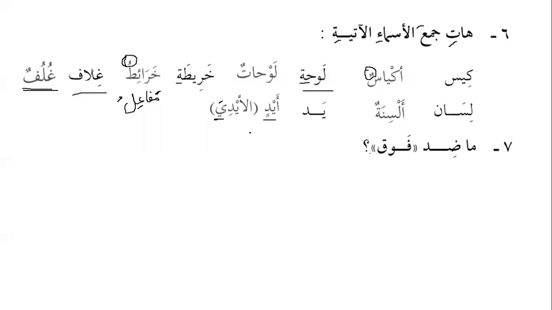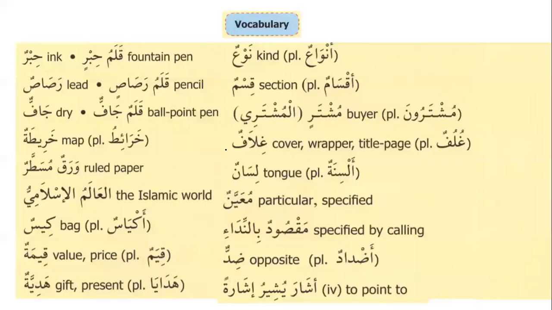What's the opposite of fawq? تحت. All right, so ضده تحت, right? فوق تحت. Because here we are using it as ظرف, so that's why it should end with فتحة. فوق وتحت. All right, so alhamdulillah, our lesson is completed. Now we go through the vocab quickly.